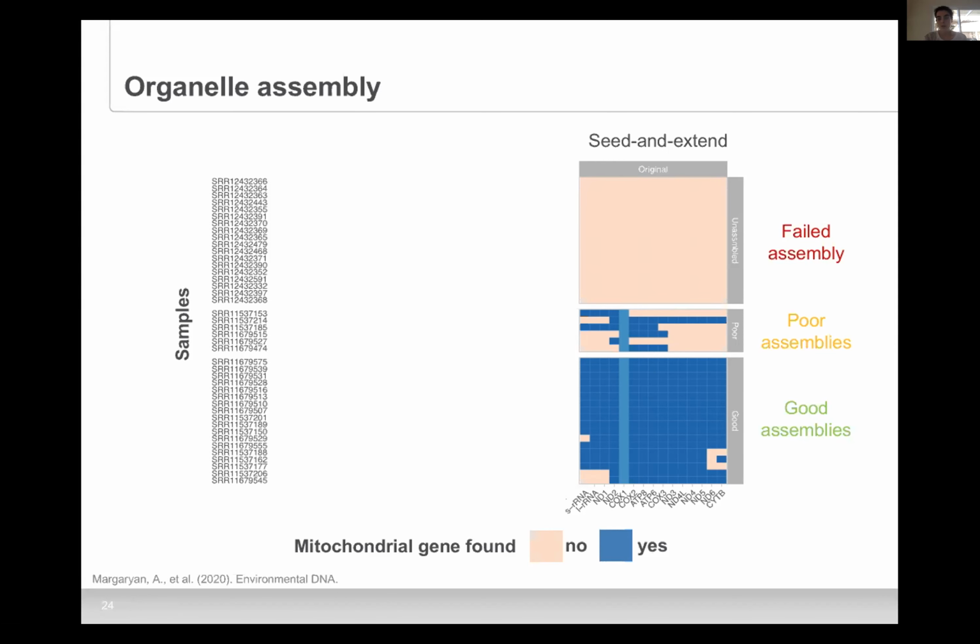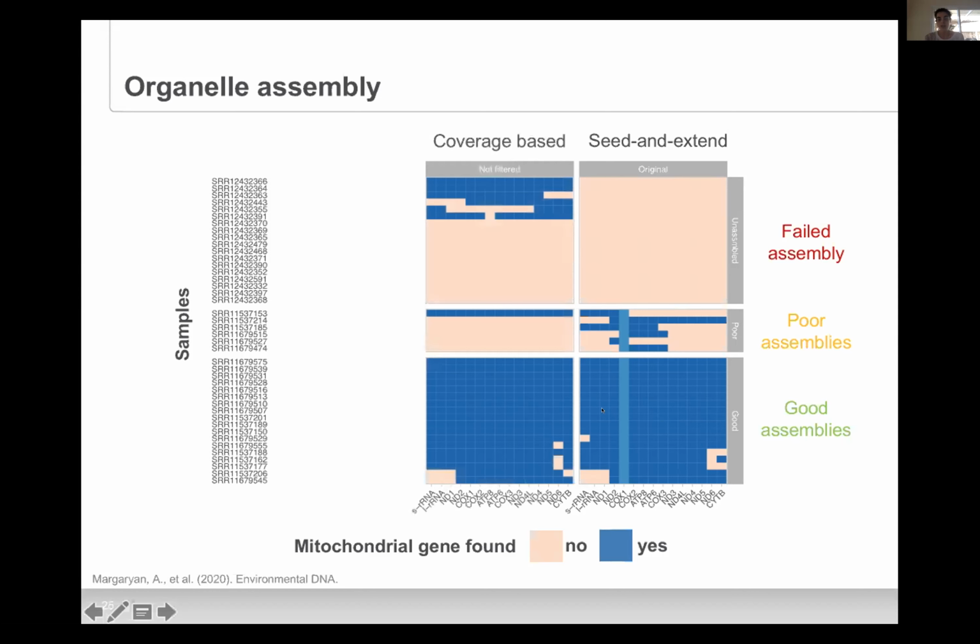In the first part of our experiment, we took the original assemblies produced by the study and just pre-annotated them. In the second part of this experiment, we compared seed and extend to a standard coverage-based method. Coverage-based assemblers rely on the difference in coverage between nuclear reads and organelle reads. Normally you would expect your organelle reads to have much higher coverage. And you can see performance was actually, well, borderline.